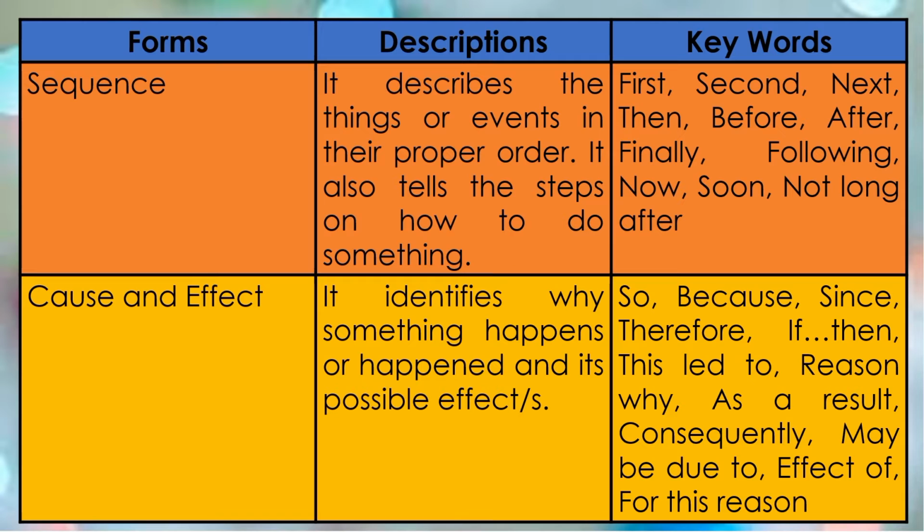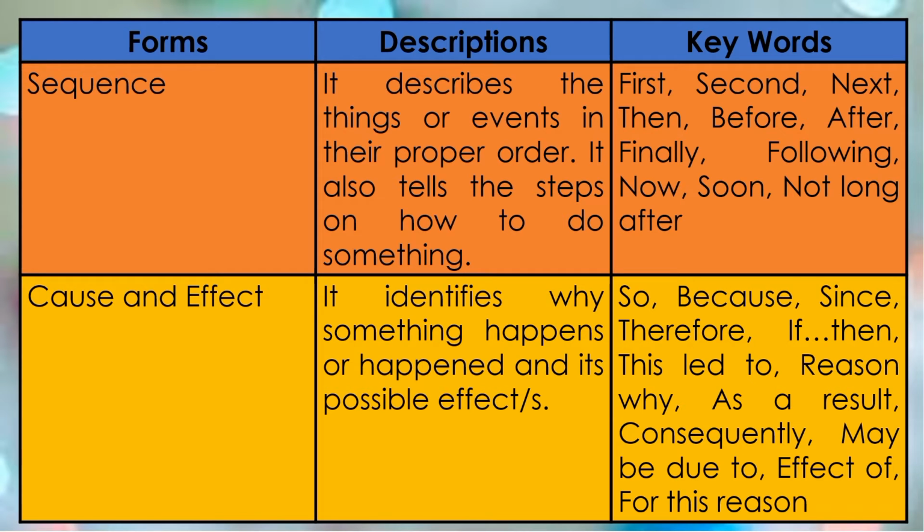A sequence informational text describes the things or events in their proper order. It also tells the steps on how to do something. Some of its keywords are first, second, next, then, before, after, finally, following, now, soon, and not long after.